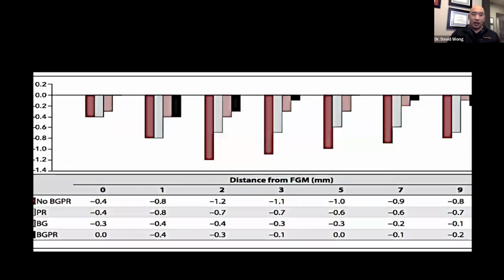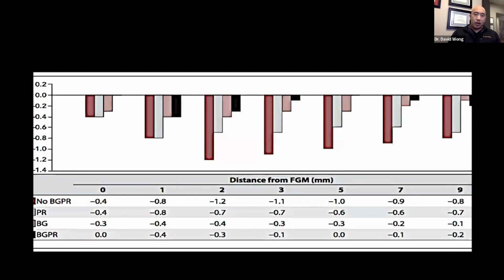You're going to get a lot of different opinions on this, but what I want to share with you is the study from Dennis Tarnow. If you look at the bottom of your screen here, you're going to see no BGPR. That means no bone graft, but you do a provisional restoration. PR means you do a provisional restoration, BG is you do a bone graft, and then the 4th category is you do a bone graft as well as a provisional restoration.